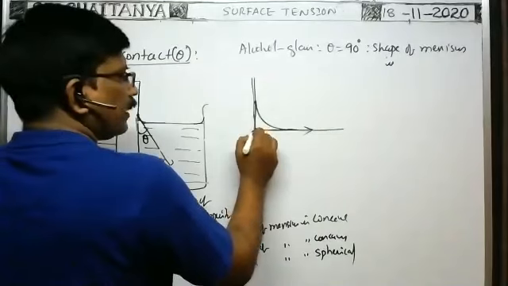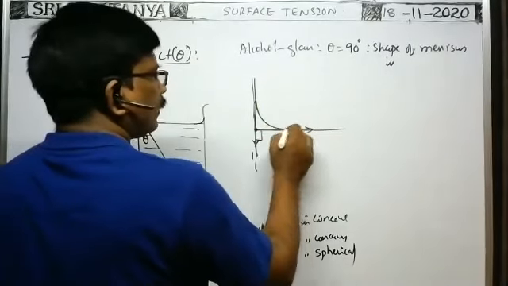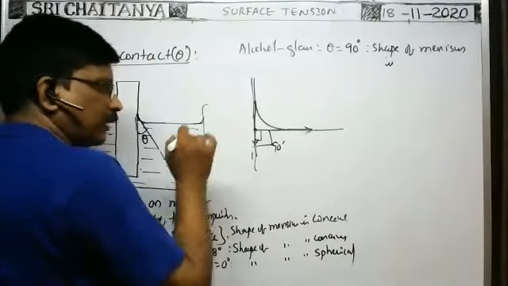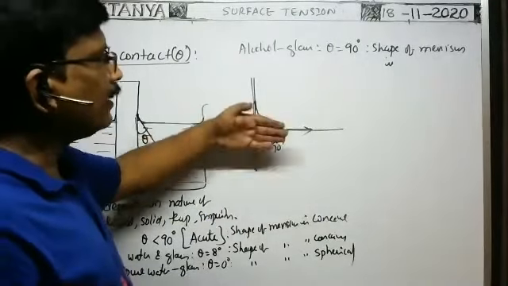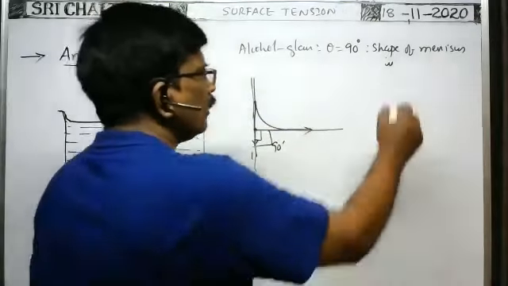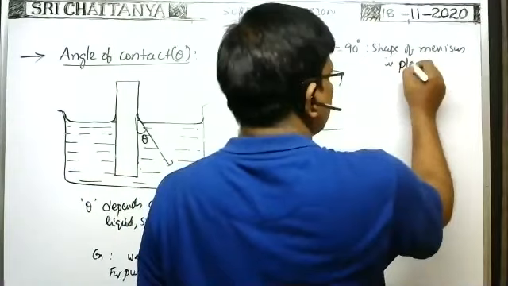At this point of contact, when you draw the tangent to the liquid surface, that is at an angle of 90 degree with the surface of the solid well inside the liquid. So in such a case the surface of the meniscus, or the surface of the liquid, is plane. The shape of the meniscus is plane.